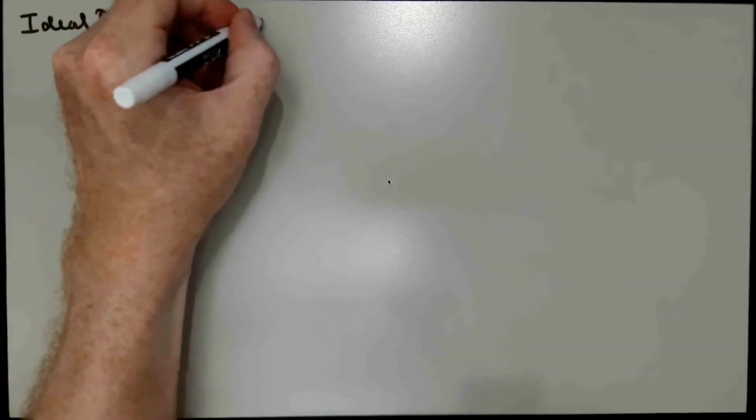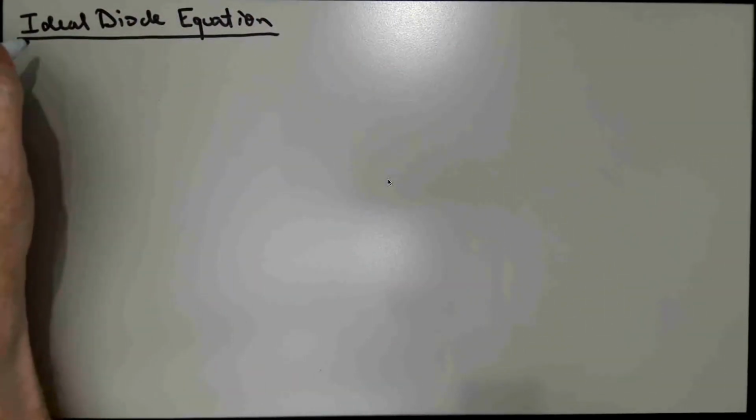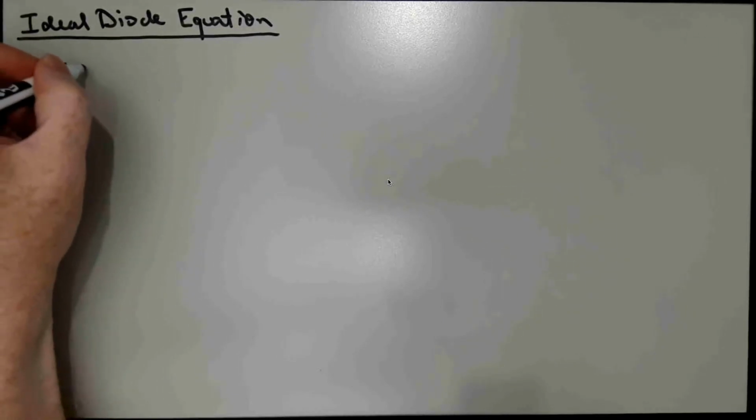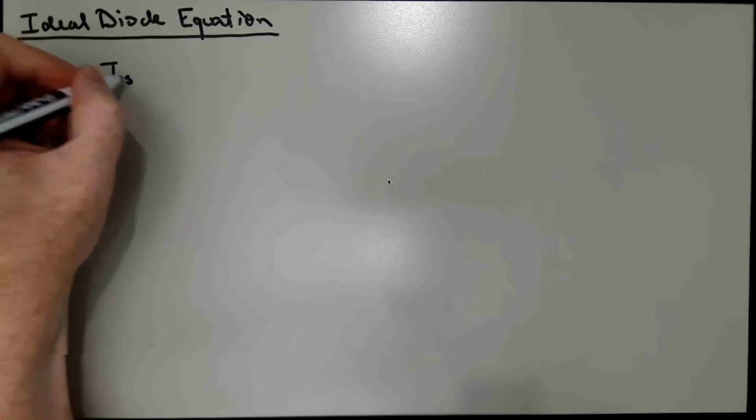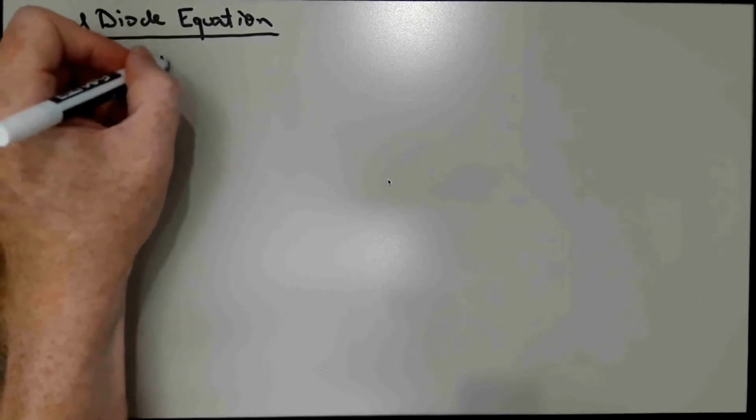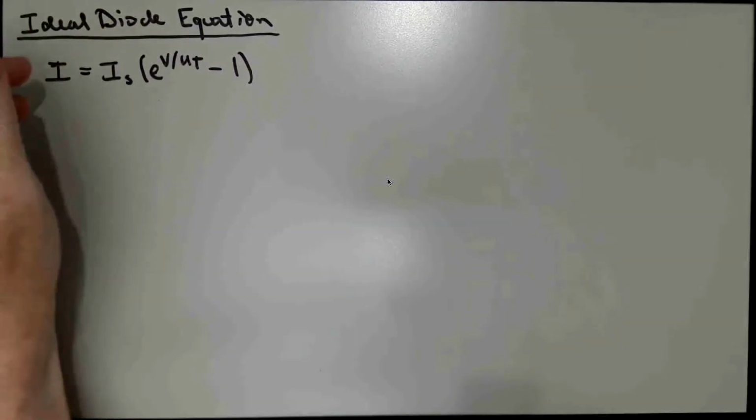Okay, in this segment, we're going to try to get at the form of the ideal diode equation. If you recall, this was introduced on the pre-lab 2, and it was basically that the current through the ideal diode is going to be some saturation current, I sub s, times e to the v over ut minus 1.